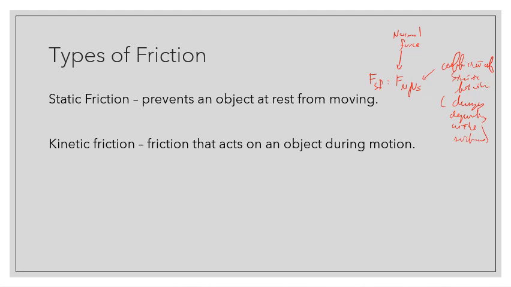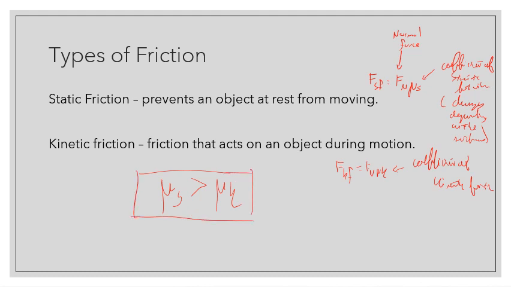Likewise, kinetic friction is given by a similar equation. Kinetic friction Fk is equal to Fn times mu k, where this is the coefficient of kinetic friction. And the general rule is that mu s is always going to be greater than mu k. It'll be harder to start moving a box than to keep that box moving in motion.